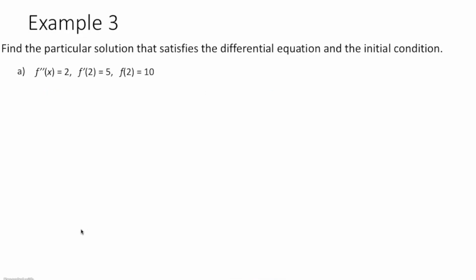Now, example 3, everything is the same except it gives you f double prime of x is equal to 2. So it gives you the second derivative of our function, and it gives you 2 initial conditions, one for f prime and one for f. So you're going to do exactly what you think you would do.